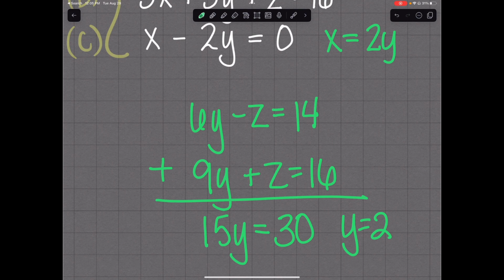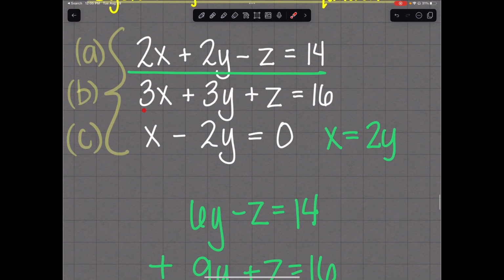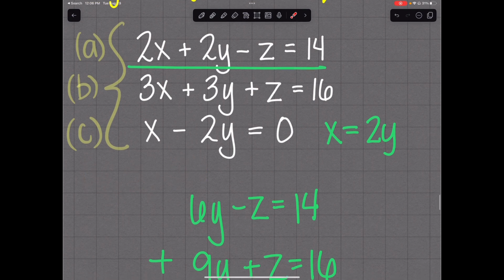Okay, now that I've got y equals 2, I can start getting all my other answers. So I can take that 2 and plug it in here. If I do that, I will figure out that x is equal to 4. And then once I have x and y, I can plug it into any one of these and figure out what z is. And if you get the answer right, you will get 4 and 2 and negative 2. I don't think I need to do it because I think you know how to do it from there.